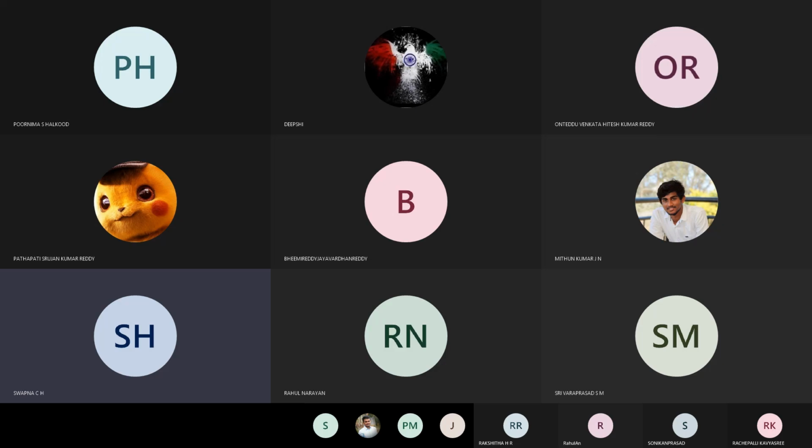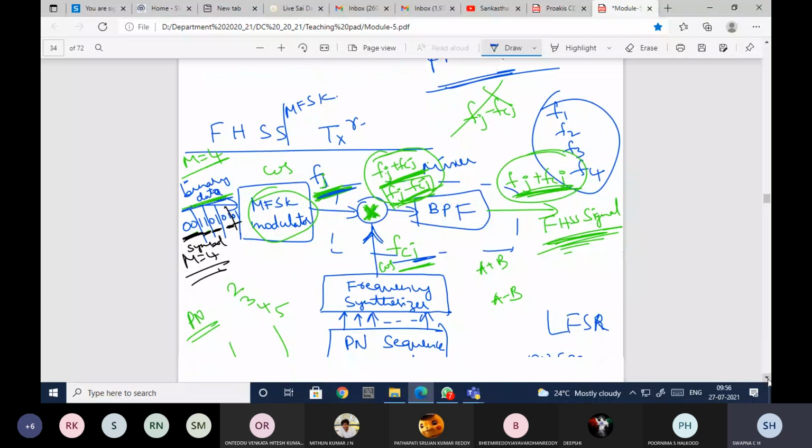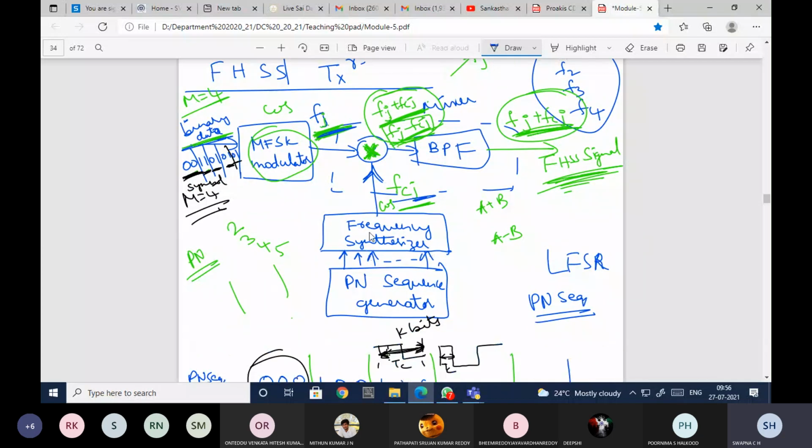FJ and FCJ. FCJ we are getting it from the PN sequence generator. In the spread spectrum techniques, we know very well that we'll be using the PN sequence. So here what we are doing, we are dividing the PN sequence into segments of 2 bits or 3 bits or 4 bits or 5 bits. Like that we are segmenting and giving it to the frequency synthesizer.